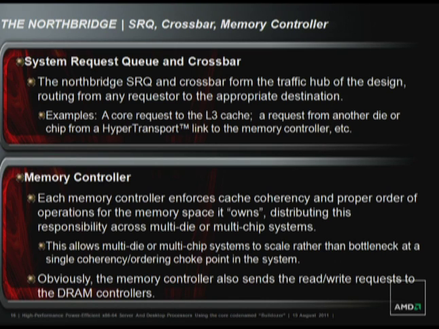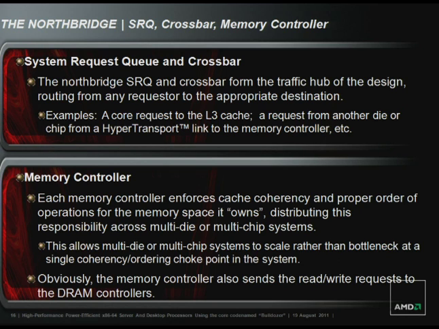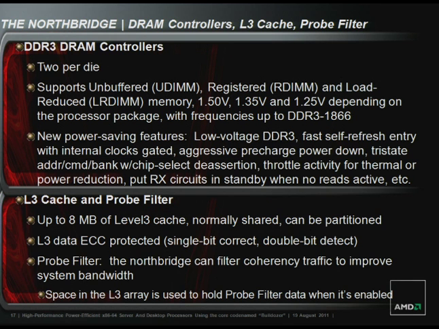I'll skip through this fairly quickly, but like I say, the system request queue and the crossbar are the connectivity hub in the Northbridge design. The memory controller is the synchronization point for address; it owns a hunk of address space. Anybody trying to access that address, the memory controller is the point where you decide who gets it first if you're having contention in cache coherency or ordering issues. That's been there for a while. That's not a new architectural thing. That's just the way it works.